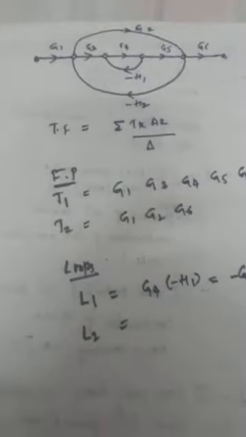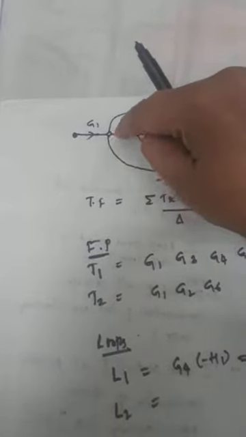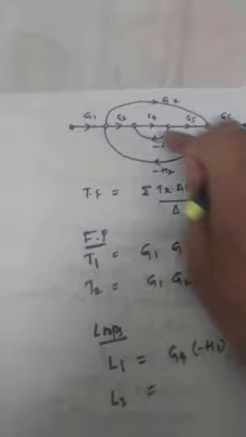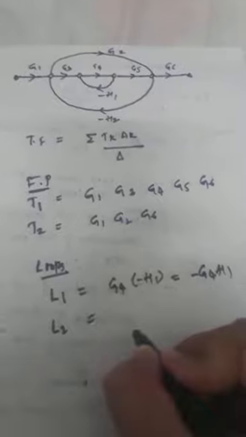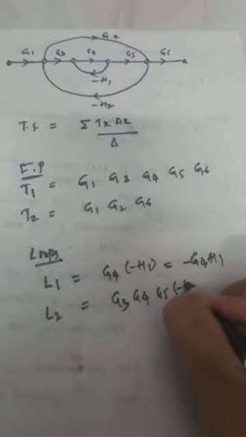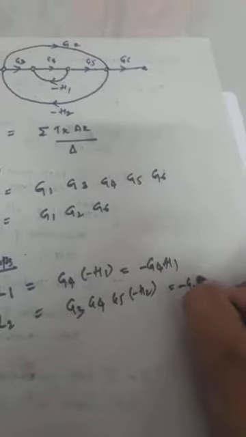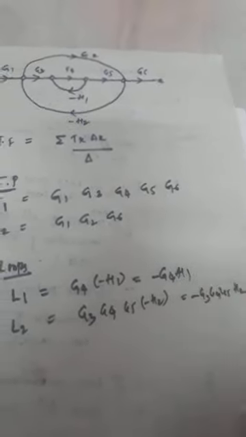The second possibility is I can consider this, which is starting from this node: G3, G4, G5, and which is coming in the opposite direction. S2 is coming in the opposite direction, starting from G3 and ending at G3 itself. So I'll write the second loop as G3, G4, G5 into minus H2. So this can be written as minus G3, G4, G5 into S2. That is the second loop. So check for any other loop.